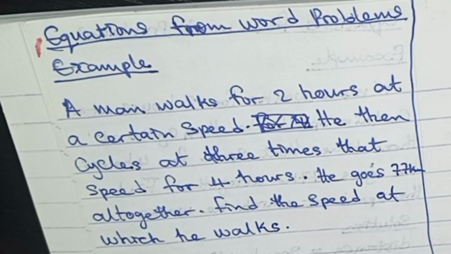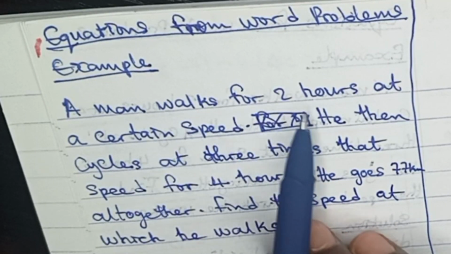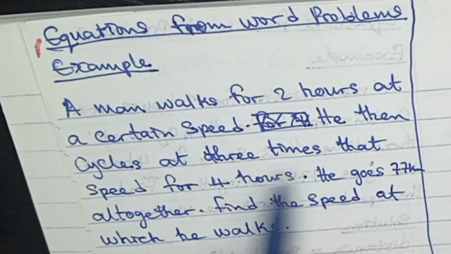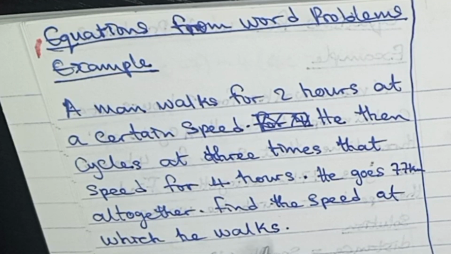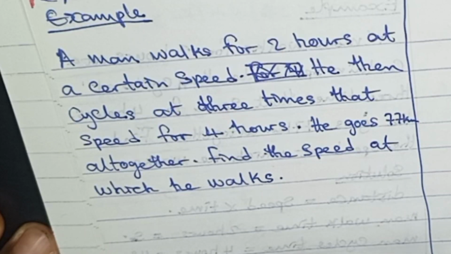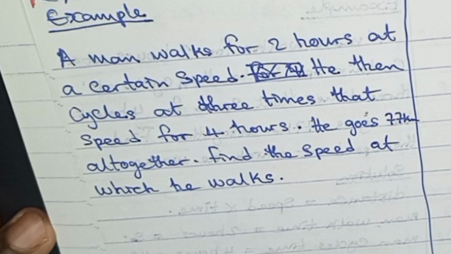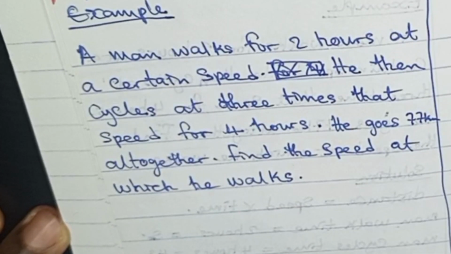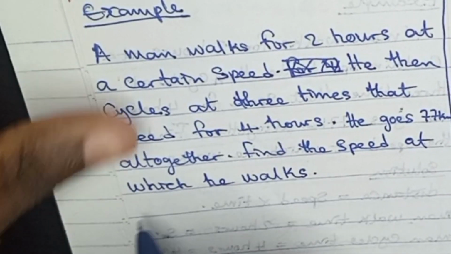Okay, let's look at the question. A man walked for 2 hours at a certain speed. He then cycled at 3 times that speed for 4 hours. He goes 77 kilometers altogether. Find the speed at which he walks. So, looking at this question, first of all, we understand it. Let's put this in mind that every word problem, for us to solve it, we have to understand the question. So, let's start.